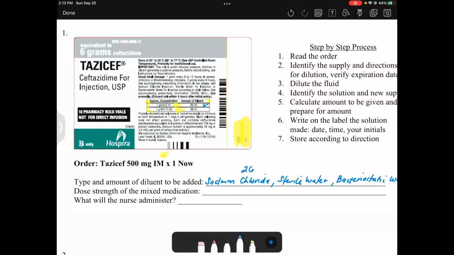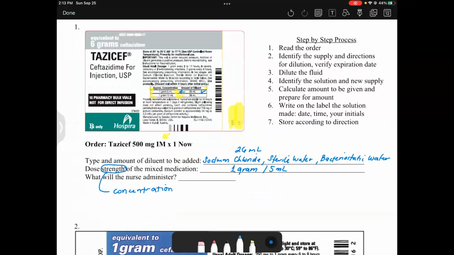So 26 ml of diluent. Now, it's asking here the dose strength of the mixed medication. So when we talk about strength, this is actually asking you for the concentration. In this case, since we chose 26 ml, our concentration is 1 gram per 5 ml. So let's identify 1 gram per 5 ml.